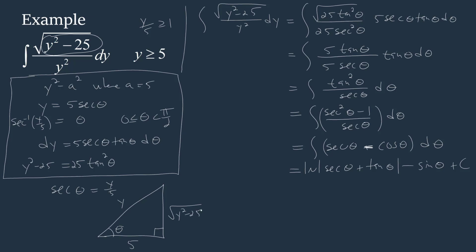Remember, this is just a representation of the actual different values, so keep that in mind as we do the problem. So this then equals the natural log of the absolute value of the secant, but secant is y over 5, I already know that, plus tangent of theta, which by looking at my triangle is the square root of y squared minus 25 all over 5. And then I have minus the sine, and the sine is the square root of y squared minus 25 all over the hypotenuse, which here is y. And then I add c. That's it. That is the particular antiderivative of the original function.